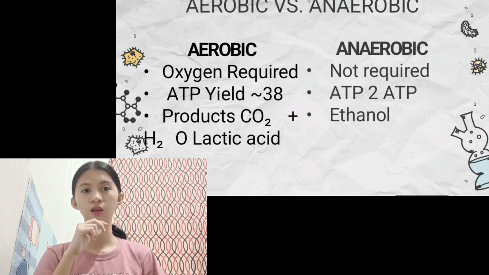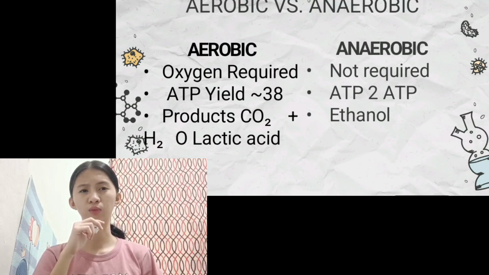In contrast, anaerobic respiration does not require oxygen, involving glycolysis followed by fermentation, producing only 2 ATP molecules per glucose molecule, and generating byproducts like lactic acid and ethanol. Therefore, aerobic respiration is much more efficient in energy production.